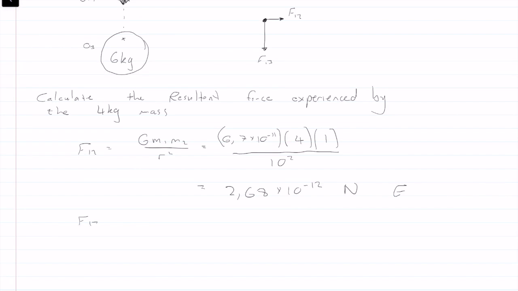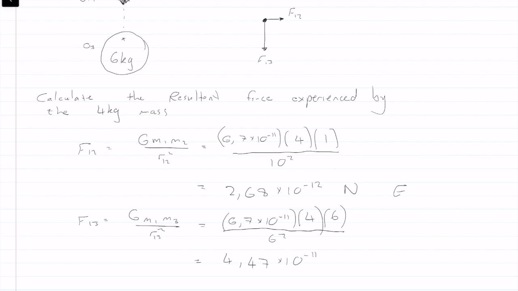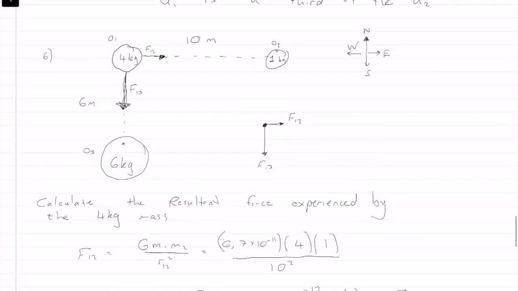F13 is going to be equal to G M1 M3 over R squared. Actually, this should be R12 and R13 squared. So then we're left with 6.7 times 10 to the minus 11 all over mass 1, which was 4, mass 2 is 6, over the distance, which is 6 squared. What we're going to be left with is a force of 4.47 times 10 to the minus 11 newtons, this time acting directly south.